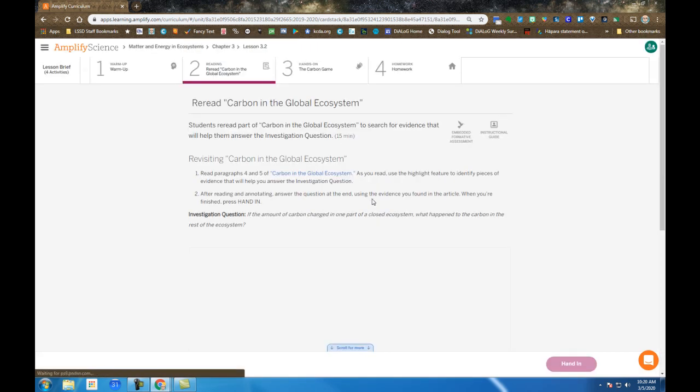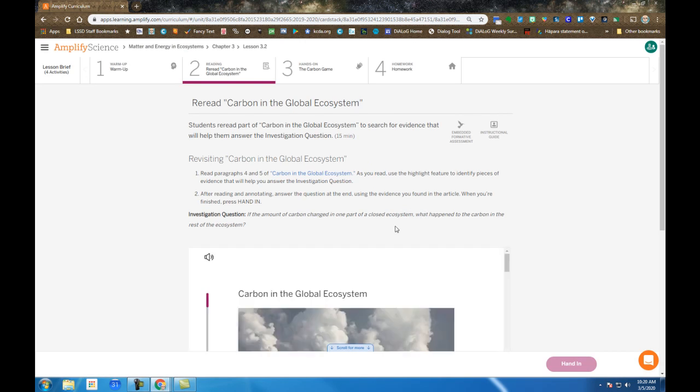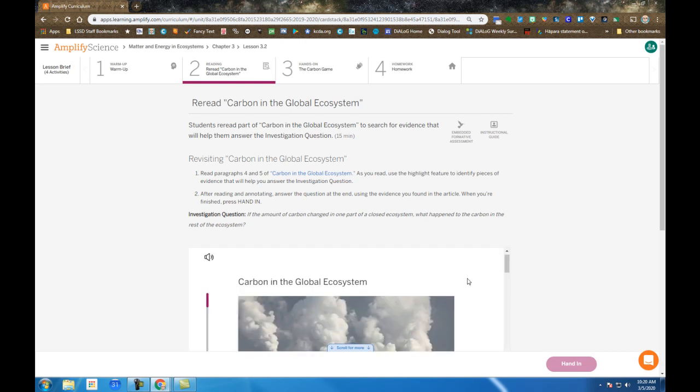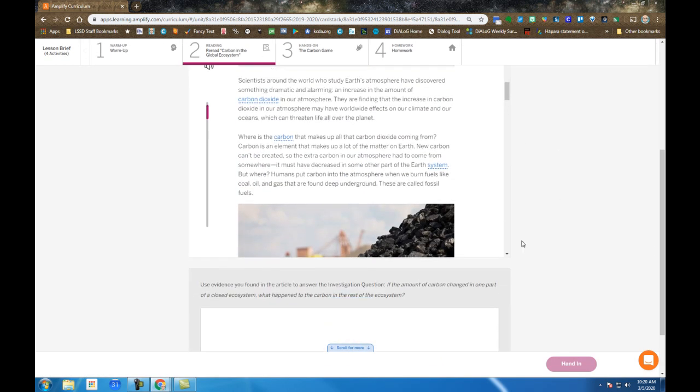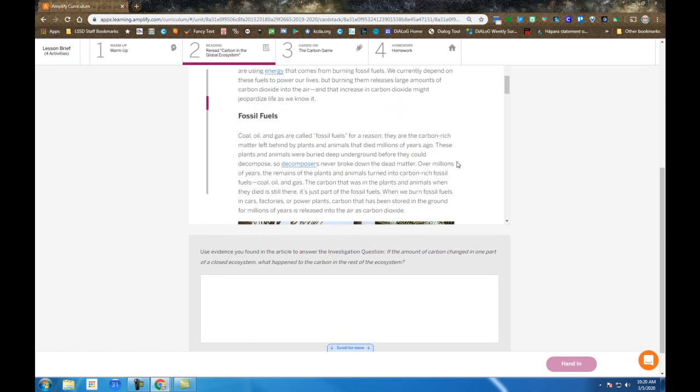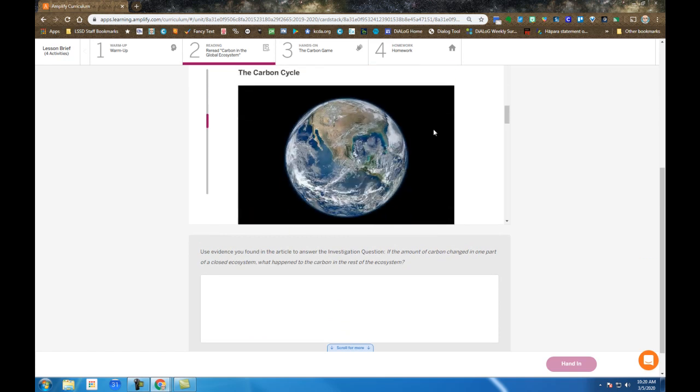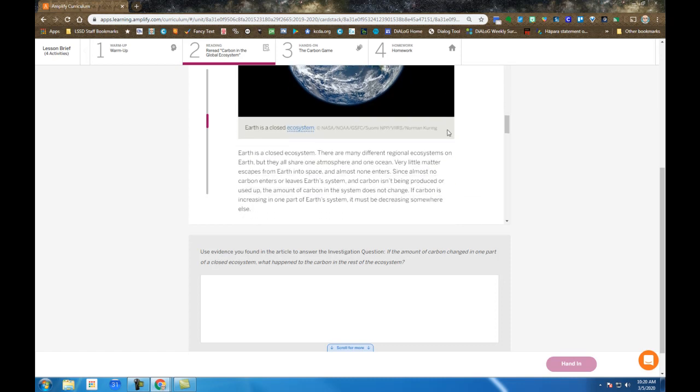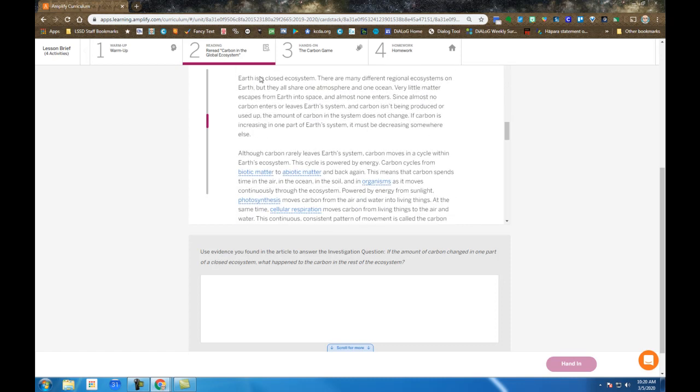Now in Step 2, I want to point out that as you read this article, it says paragraphs 4 and 5. So I'm going to scroll down to paragraphs 4 and 5, making sure you're picking the right paragraphs. And that is this thing called the carbon cycle. As you read about the carbon cycle, the first thing we want you to notice is it's a closed system. That means nothing goes in and nothing comes out, so the total amount of carbon in the system stays the same.